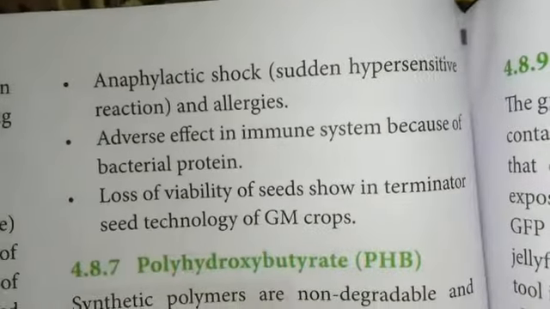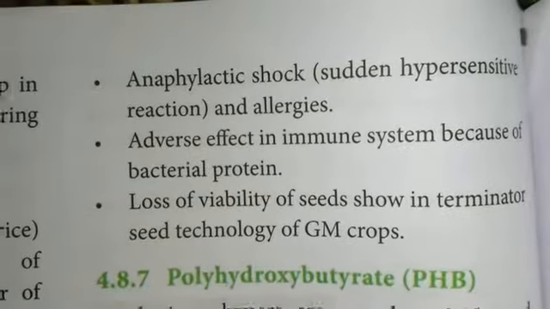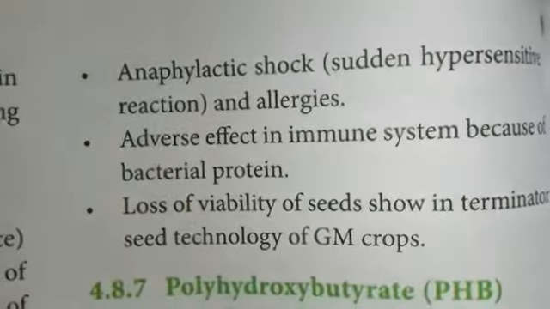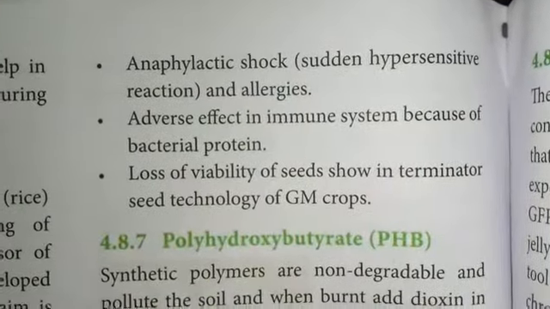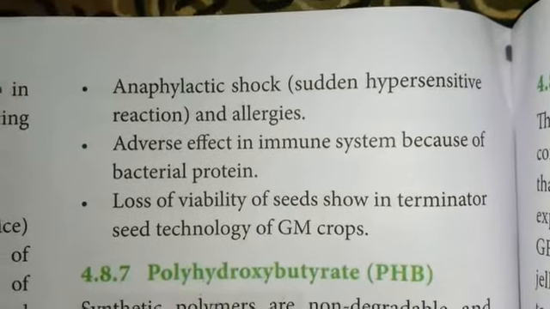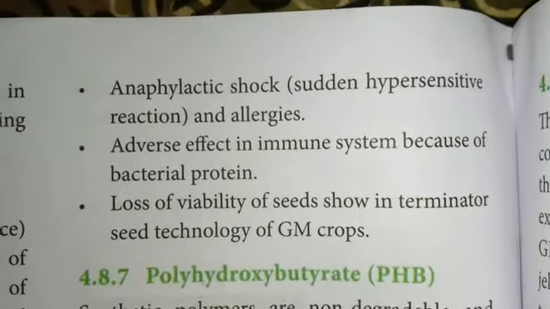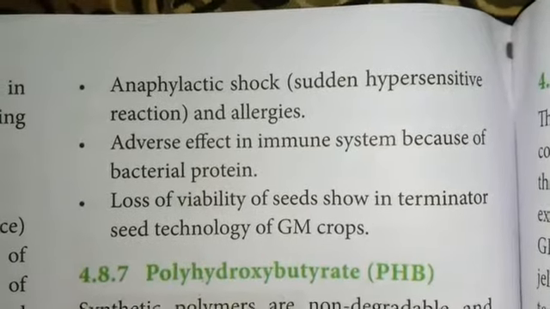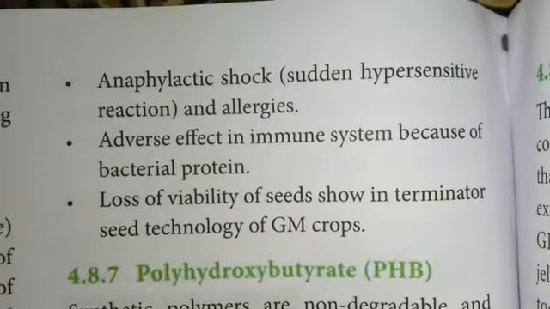Anaphylaxis shock, a sudden hypersensitivity reaction, and also allergic symptoms may be caused due to uptake of genetically modified food materials. Adverse effect in the immune system because of bacterial proteins. Due to production of bacterial protein in this organism, it causes adverse effect in the immune system. So loss of seed viability is shown in Terminator seed technology of genetically modified crops.